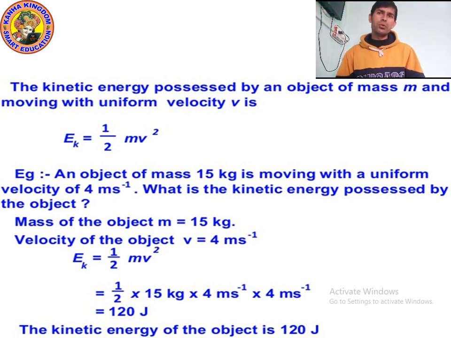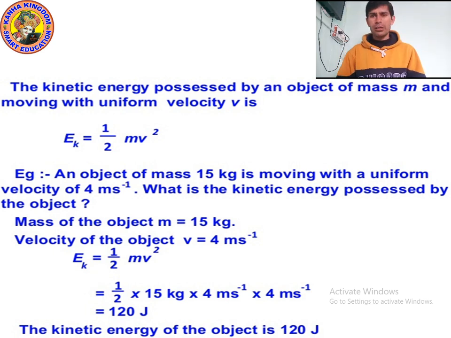So we will put the value. When we put the value in the place of M, we will write 15, and in the place of V, we will write 4 square. Square of 4. So it will become 1 by 2 into 15 into 4 into 4. Because here we have V square, that's why we will put the value of V 2 times. So 1 by 2 into 15 into 4 into 4.